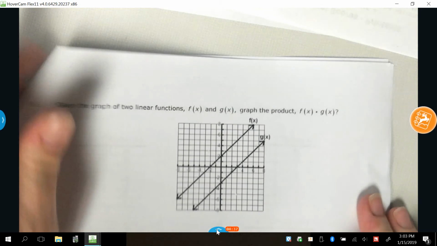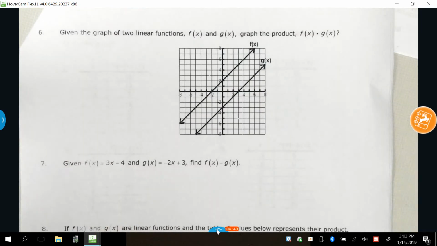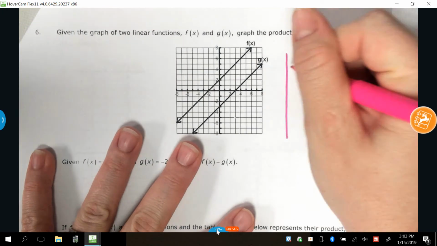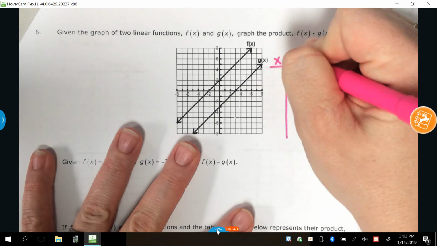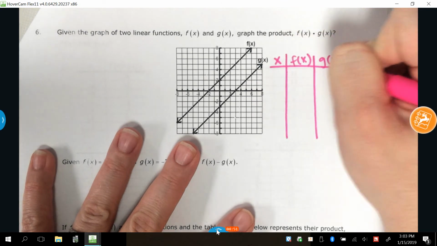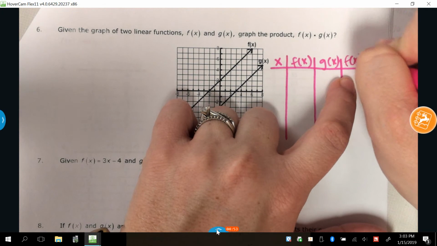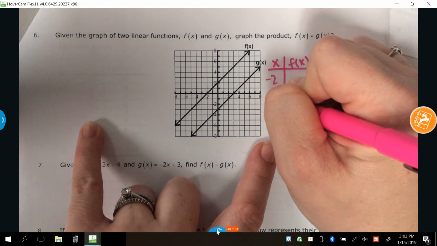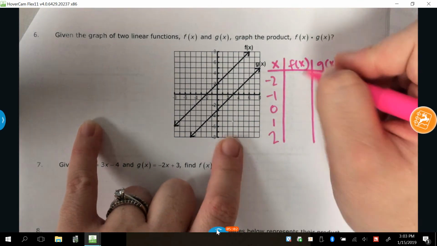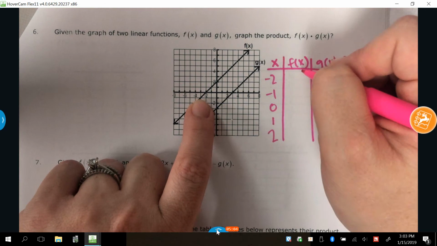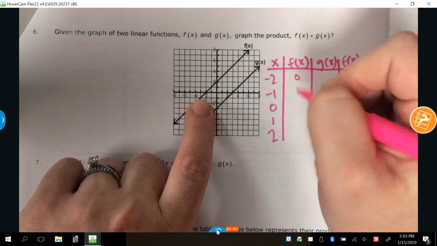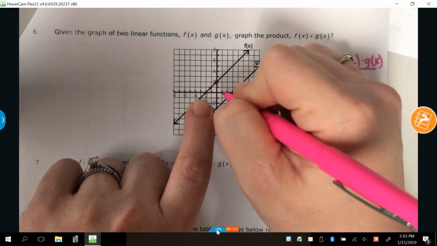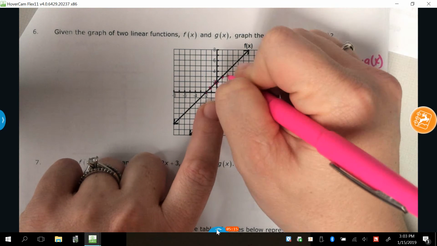Number 6 is kind of the same. Okay. Except this time we're multiplying. So again, x, f of x, g of x, and now it's f of x times g of x. Okay, so we're going to do the same numbers. F of x at negative 2 is a height of 0, at negative 1 is a height of 1, at 0 is a height of 2, at 1 is a height of 3, and at 2 is a height of 4.